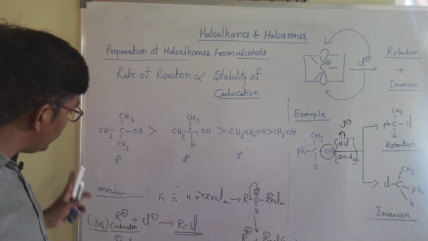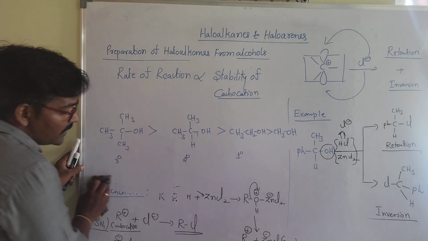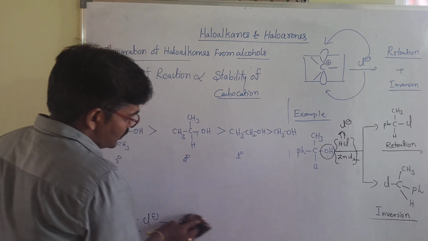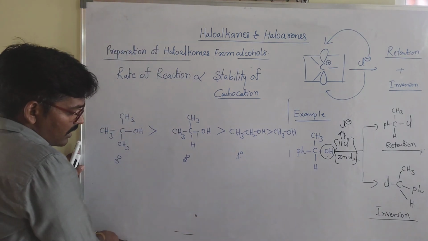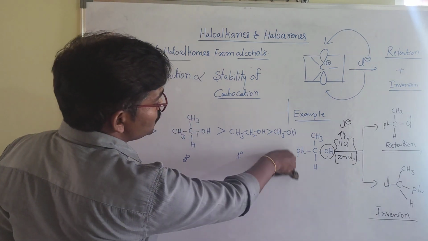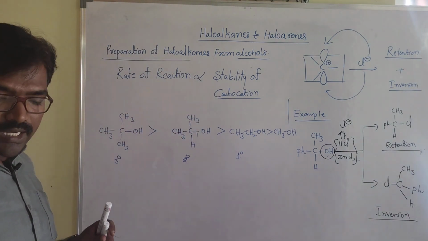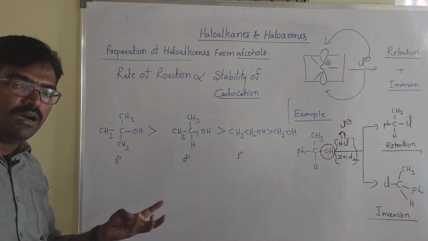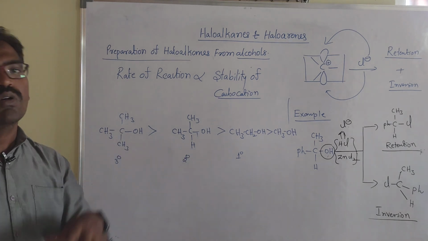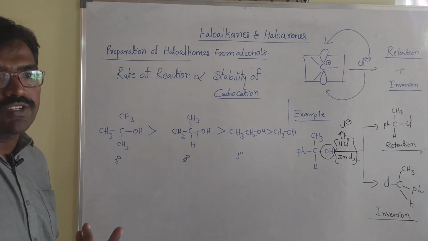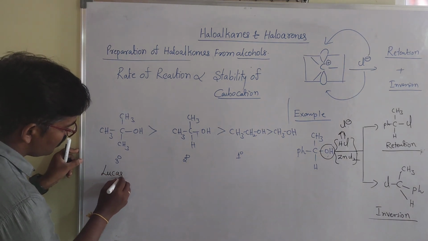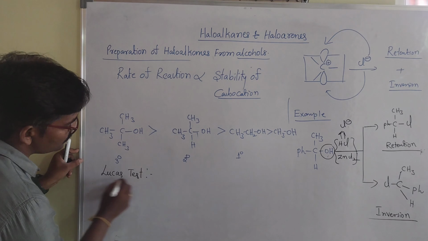What I told you, the reagent we are using here, concentrated HCl and ZnCl2, what do we call this reagent? Lucas reagent. What do we use the Lucas reagent for? To distinguish between primary, secondary and tertiary alcohols. The reagent used to distinguish primary, secondary and tertiary alcohols is called Lucas reagent. How can you distinguish them? Remember that, that is the Lucas test. What do we use the Lucas test for?